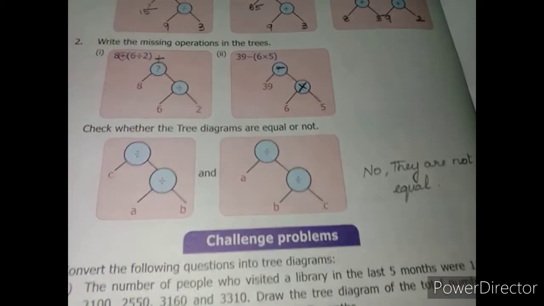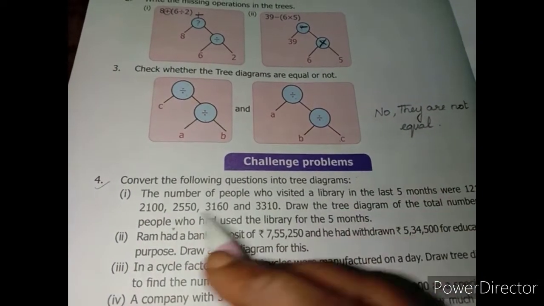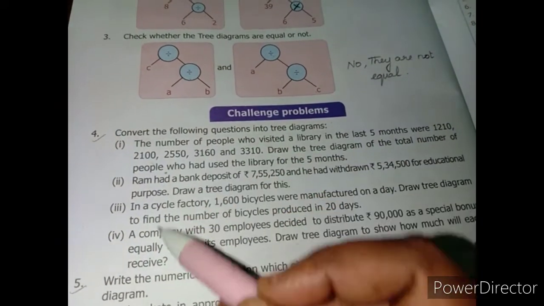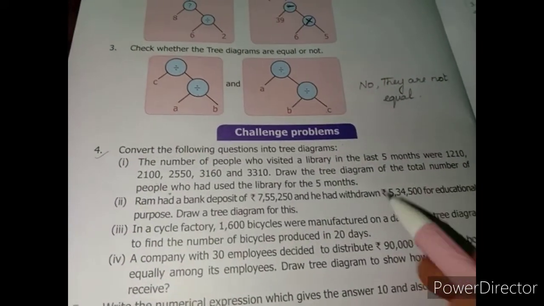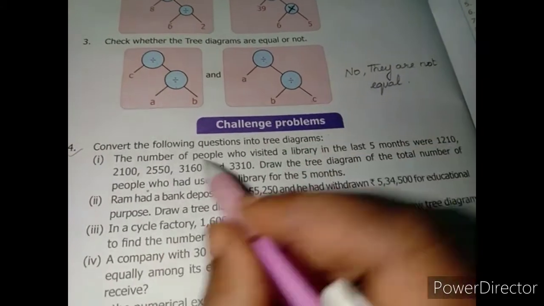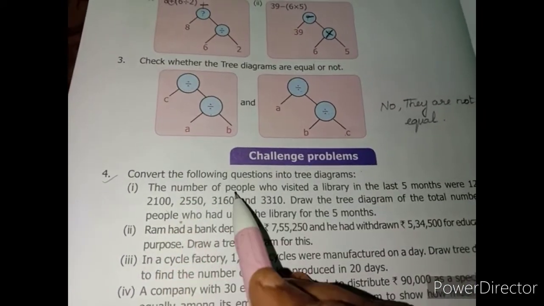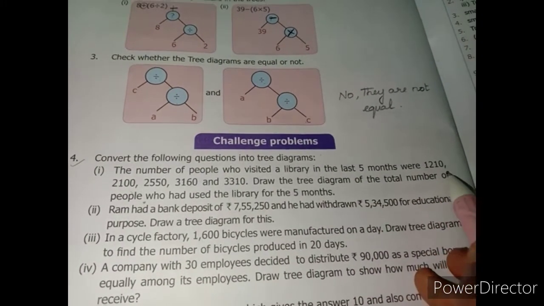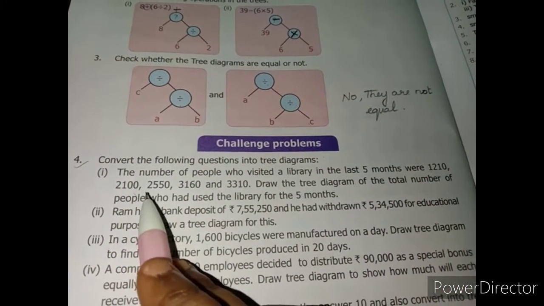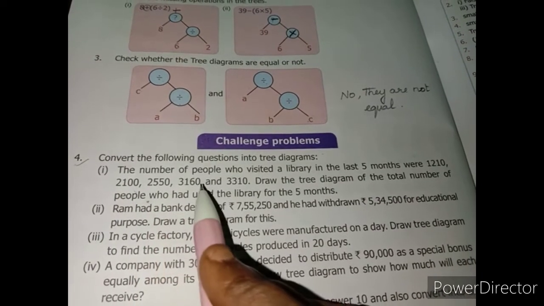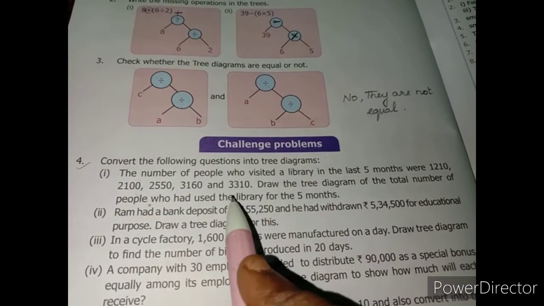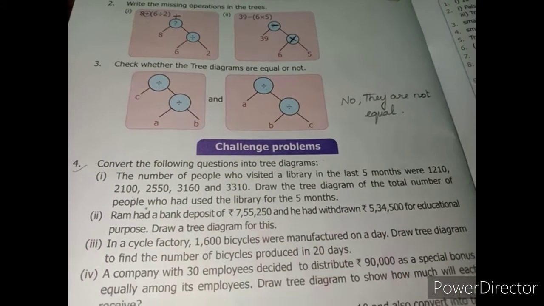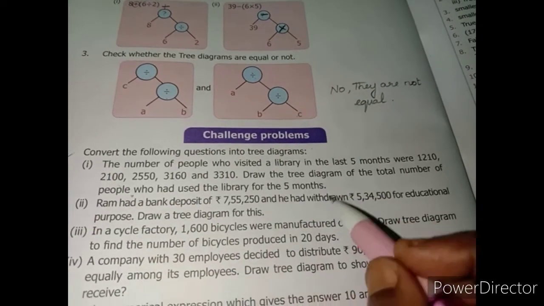Okay. Next question. Challenge problem. Convert the following questions into a tree diagram. See, the questions are very big here, but the answers are going to be very simple. See the first question. The number of people who visited a library in the last 5 months were 1210, 2100, 2550, 3160, 3310. So these are the numbers of people who have visited the library in the last 5 months.